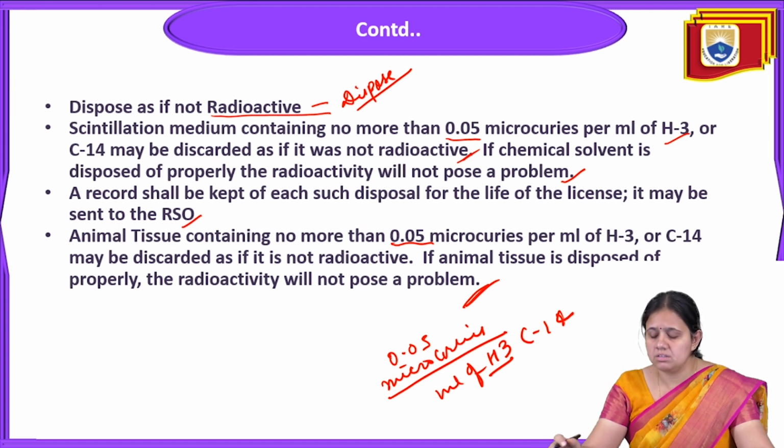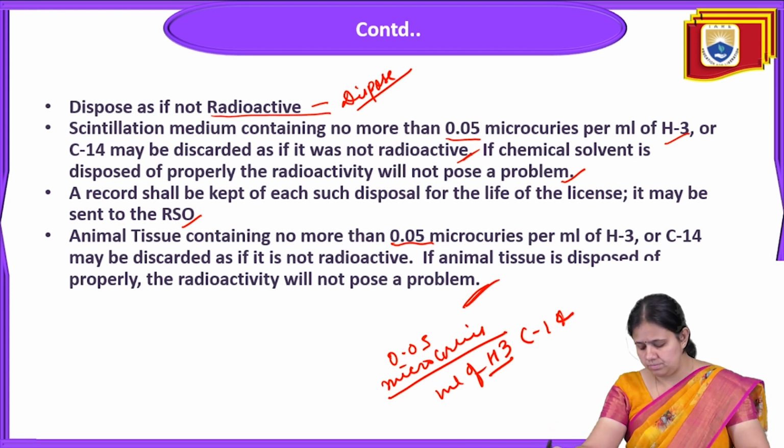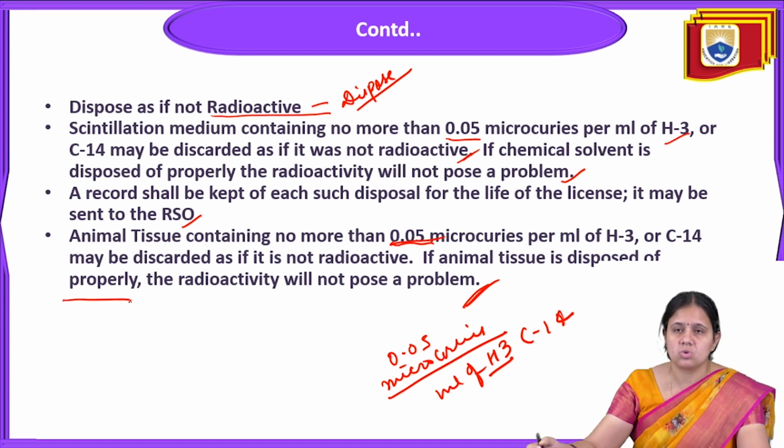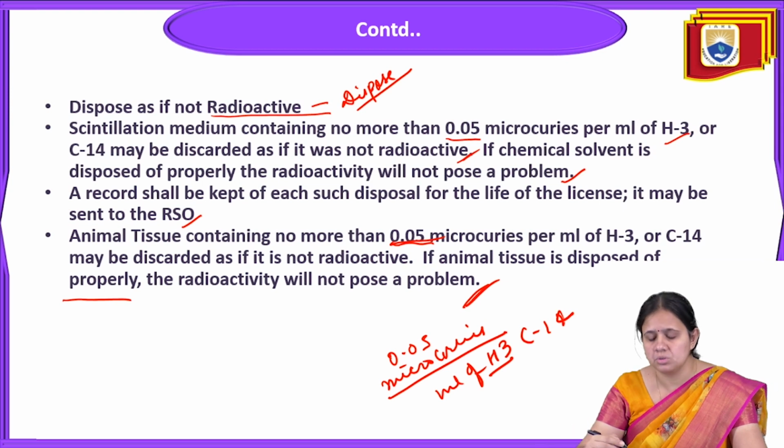If animal tissue is disposed of properly, the radioactivity will not pose a problem. Sometimes animal tissue will contain some amount of radioactivity. So in this case also, if the animal tissue contains not more than 0.5 microcurie per ml of H3 or C14, it can be discarded. If it is disposed of properly, the radioactivity will not pose a problem.